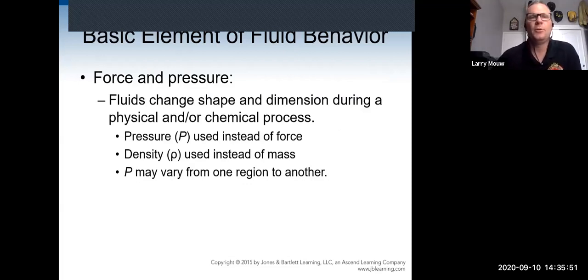Some basic elements of fluid behavior. Force and pressure. Fluids change shape and dimensions during a physical and/or chemical process. Pressure can be used instead of force, and density can be used instead of mass. So the pressure may vary from one region to another based on your altitude and some different things like that.